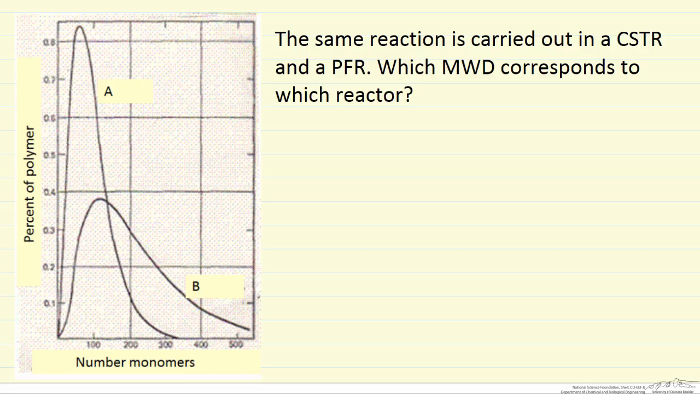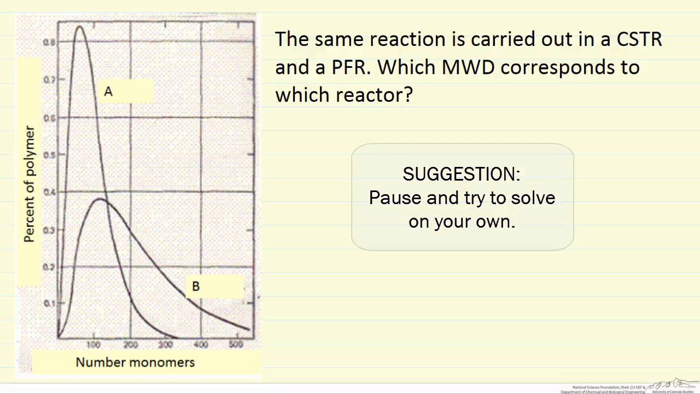We have two molecular weight distributions. We're plotting the percent of polymer. So this is the percent that each polymer, a polymer with 100 monomer units has 0.4% in this distribution, for example. Two different distributions, one broad, one narrower. And the question is, if we're starting out by assuming that one of these corresponds to a continuous stirred tank reactor, and one corresponds to a plug flow reactor, which molecular weight corresponds to which reactor?